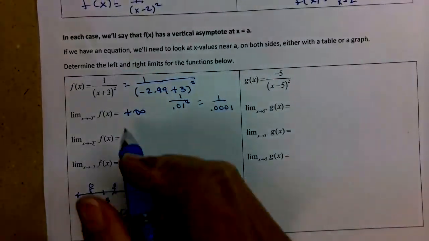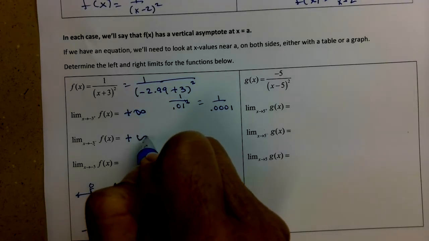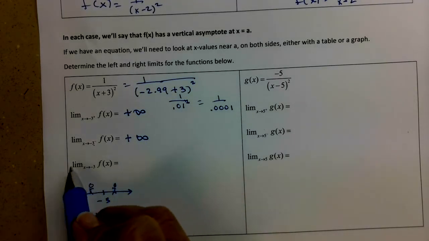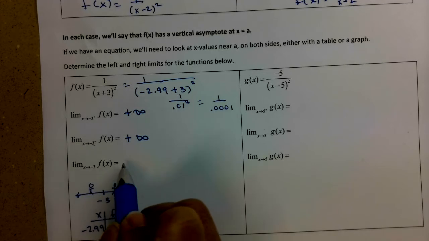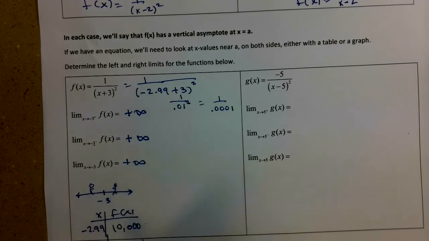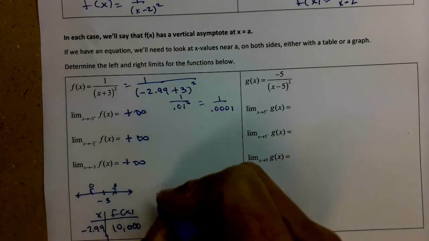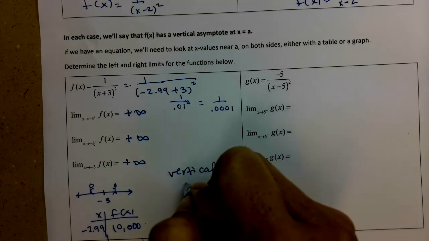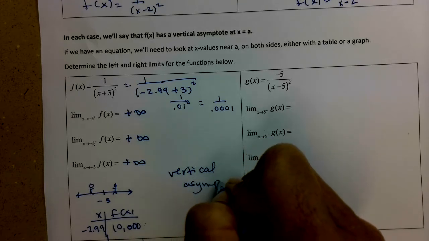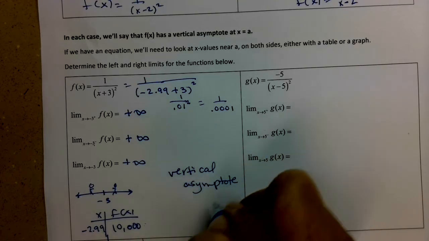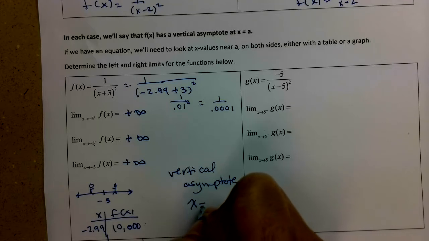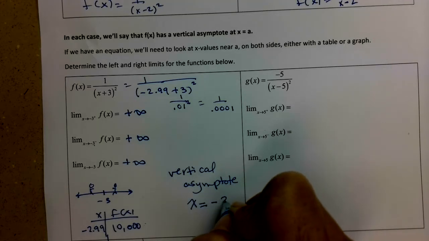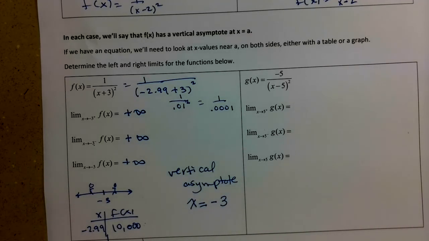So also positive. Oh, that squaring made them both positive. So then we can say the limit as x goes towards negative 3 is positive infinity. So I know that this graph has a vertical asymptote. Vertical lines are x equals, and the vertical asymptote is x equals negative 3.